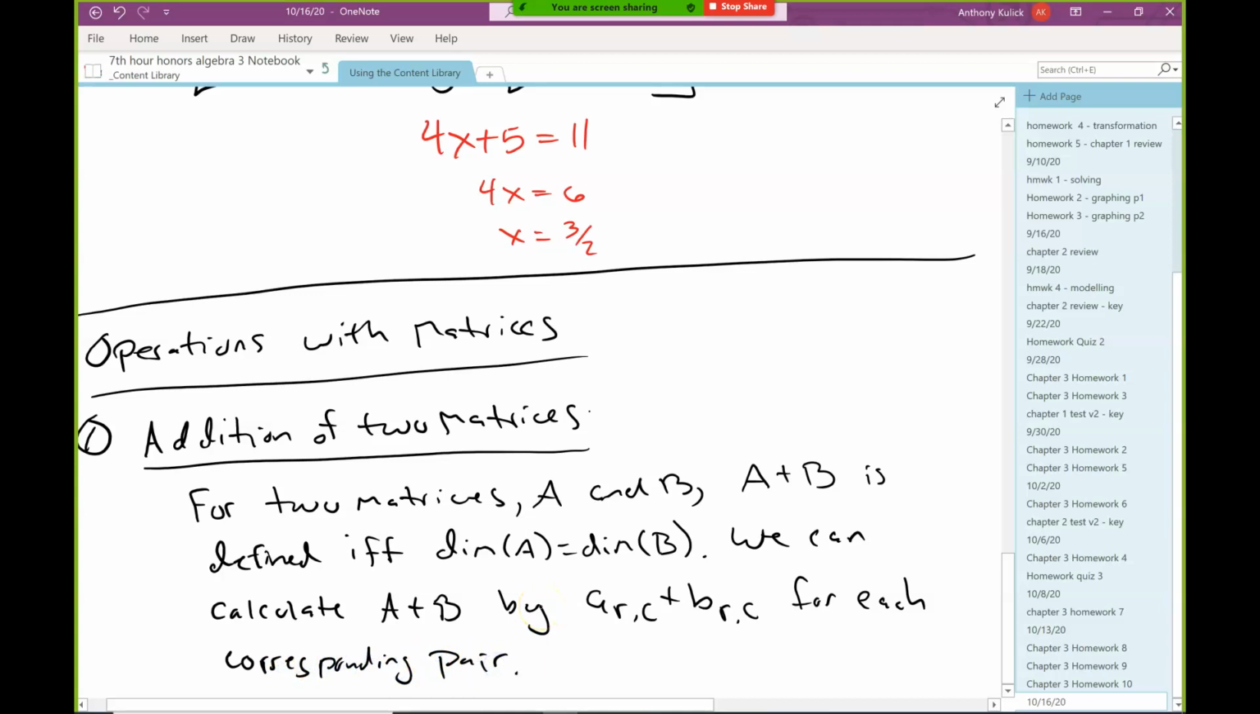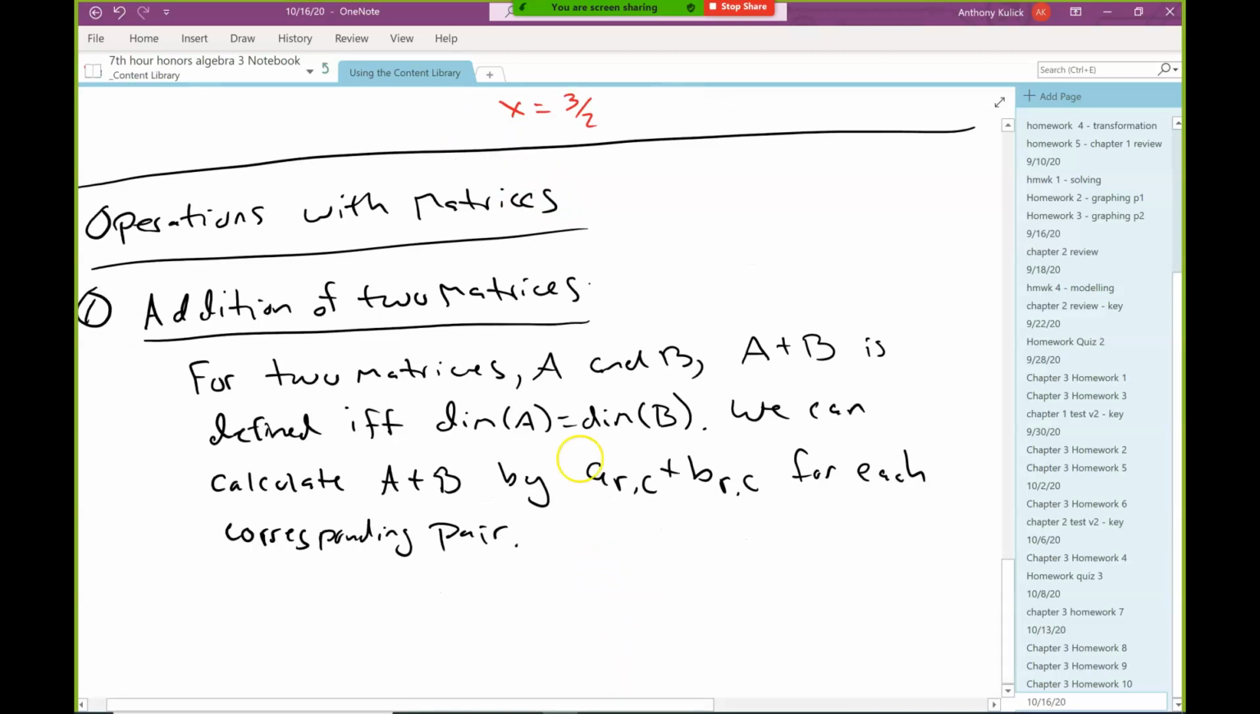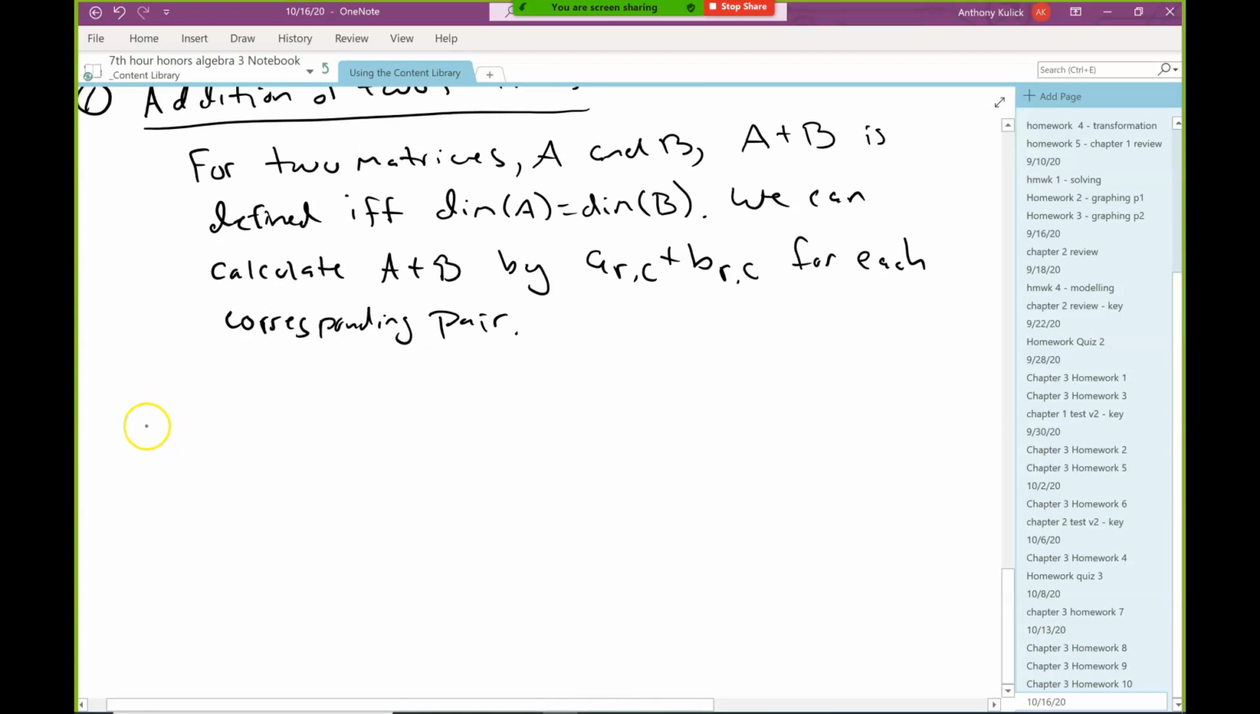So, two matrices, A and B. A plus B is defined if and only if the dimension of A is equal to the dimension of B. We can calculate A plus B by just adding the corresponding parts together. So let's do an example here.